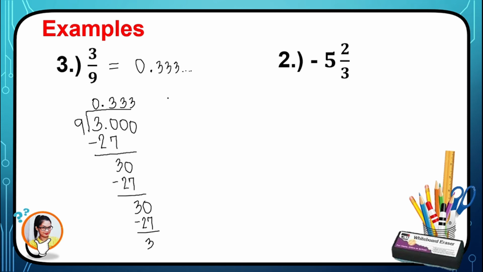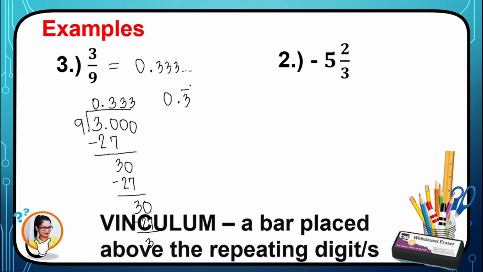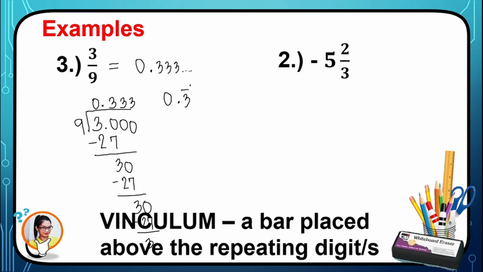However, we can also write this as 0.3 with a bar, which means 3 is repeating, and this is what we call vinculum, a bar placed above the repeating digits.